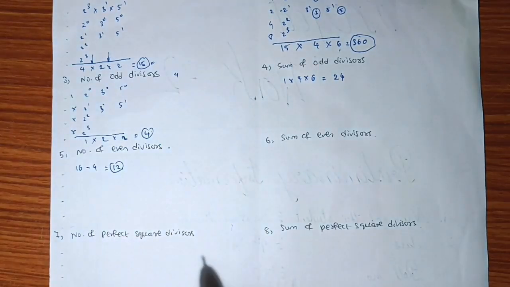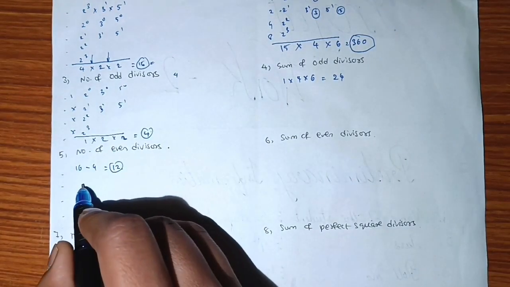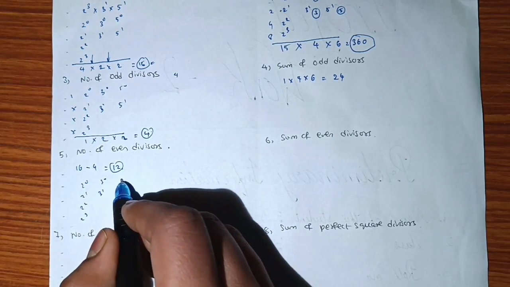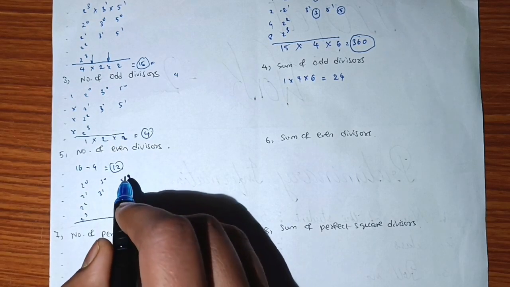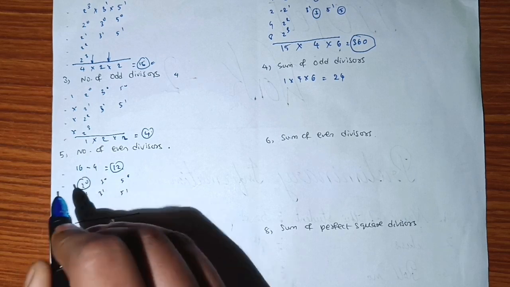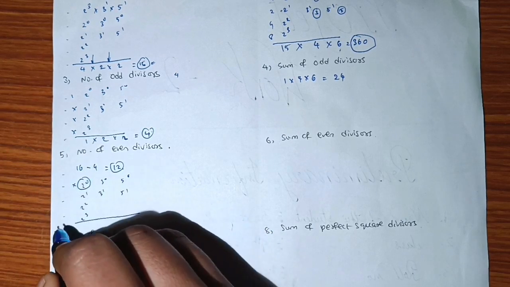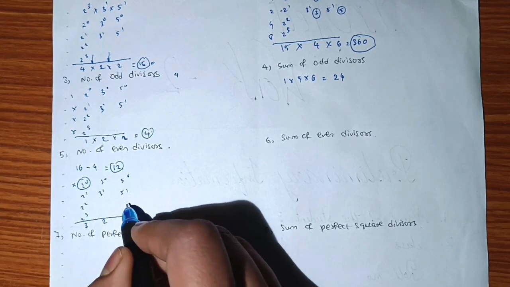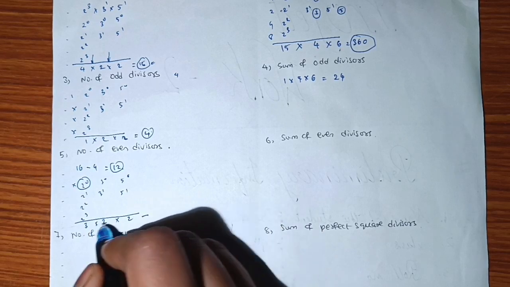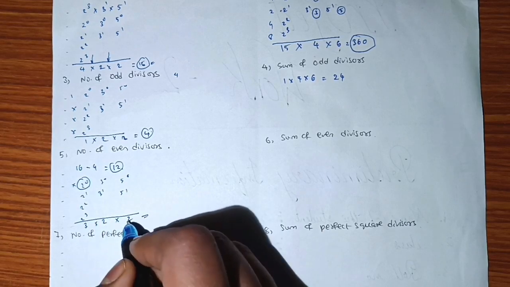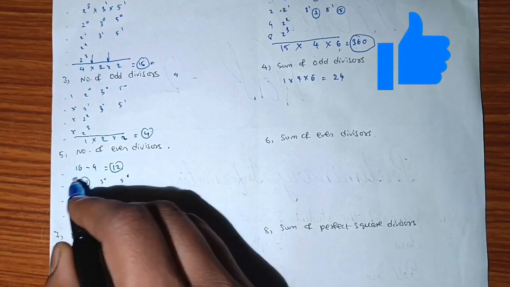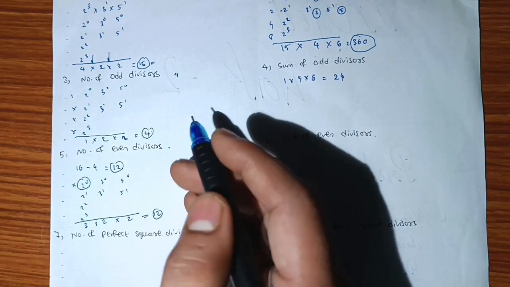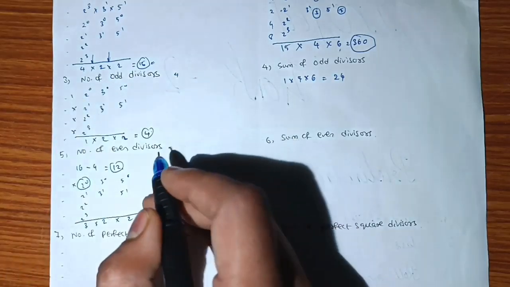Otherwise you can do it like this: 2 power 0, 2 power 1, 2 power 2, 2 power 3, 3 power 0, 3 power 1, 5 power 0, 5 power 1. In this you only need to ignore 2 power 0 and calculate for the other things. The count here is 3, here 2, here 2, and you perform multiplication: 3 into 2 is 6, 6 into 2 is 12. So only this value is ignored. When you ignore this, you get the same count as when you subtract the odd divisors from the total number of divisors.